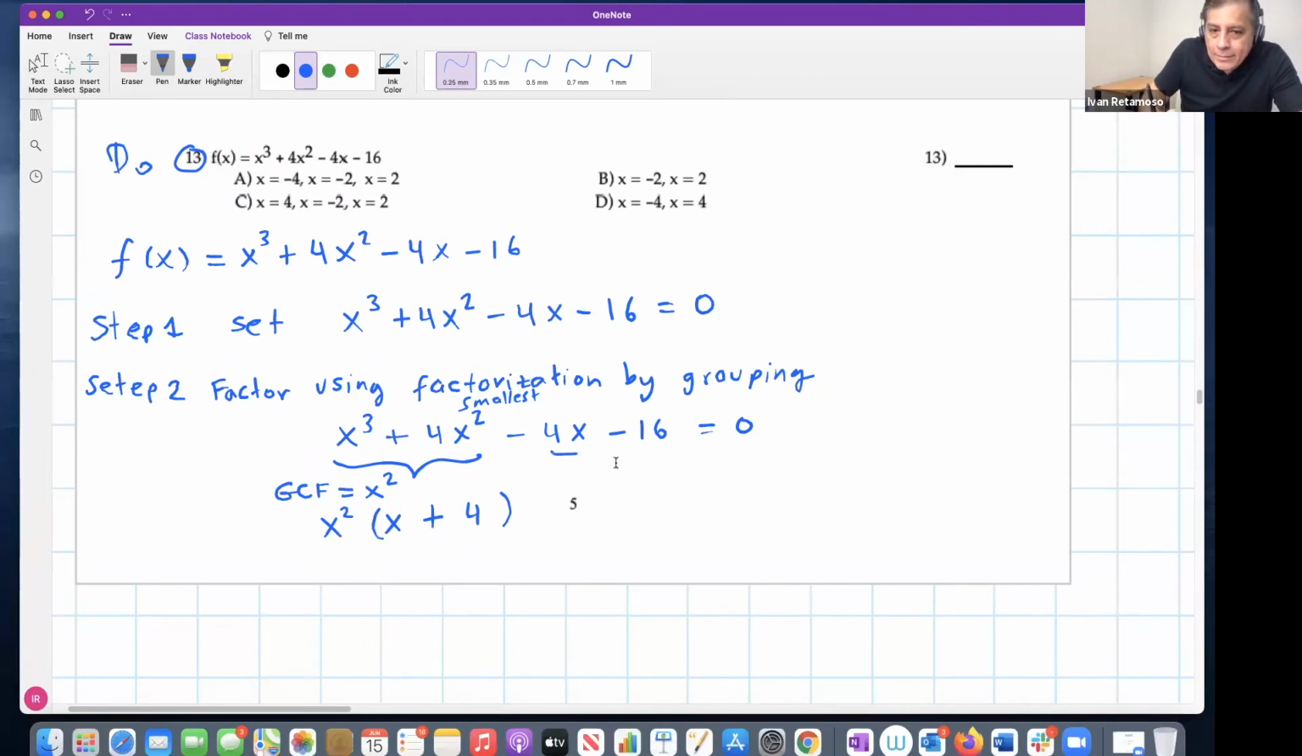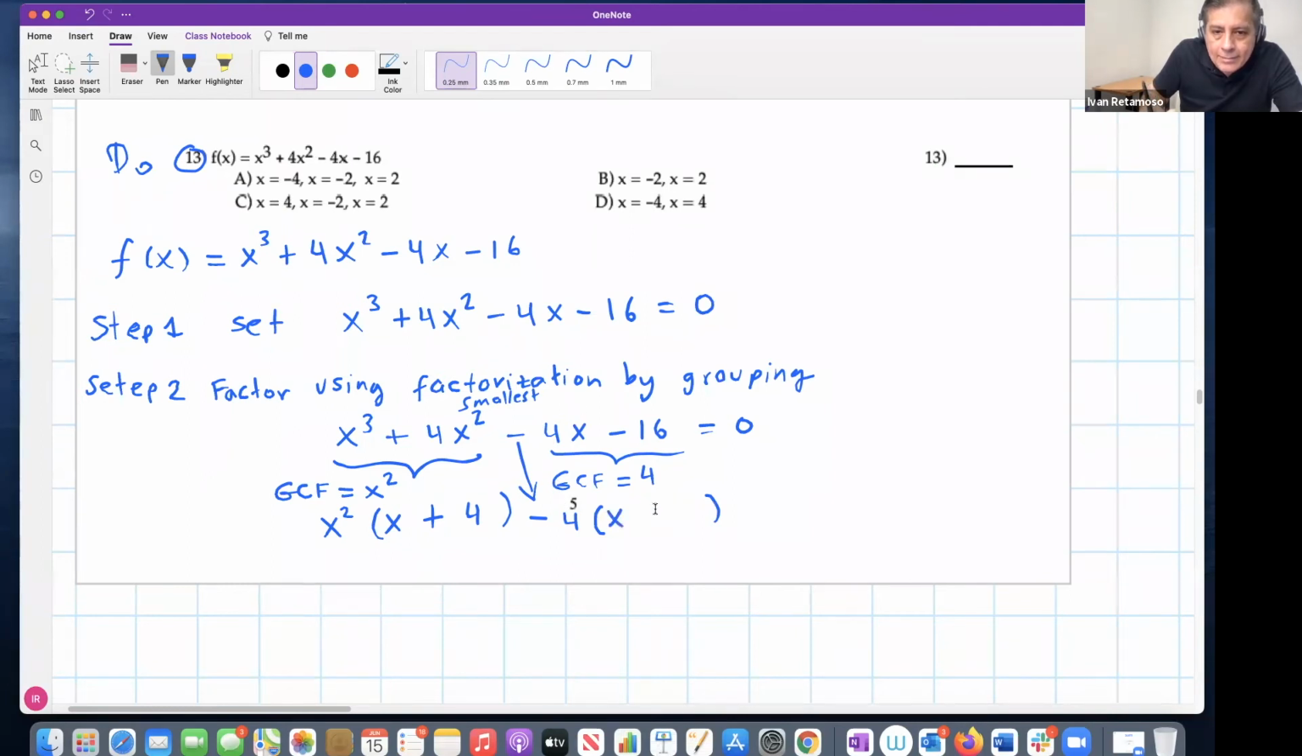For this part now, the greatest common factor for 4x and 16 is the number 4, right? 4 goes evenly into 4x, evenly into 16, right? But now, guys, remember, there is a rule. If there is a negative sign in front of the coefficient of the third term, factor that out together with your GCF. So factor out negative 4. Negative 4 into negative 4x is x, negative 4 into negative 16 is 4.